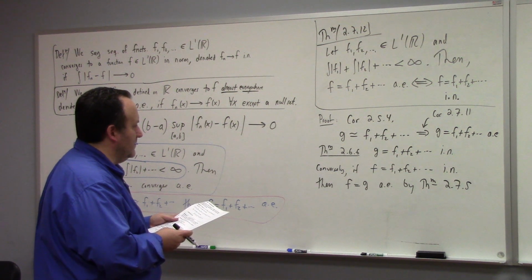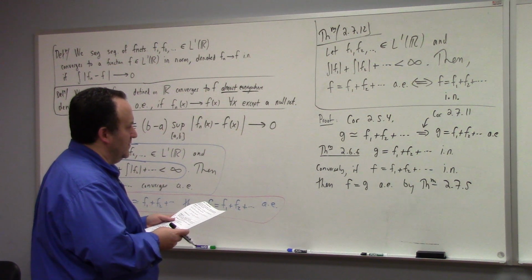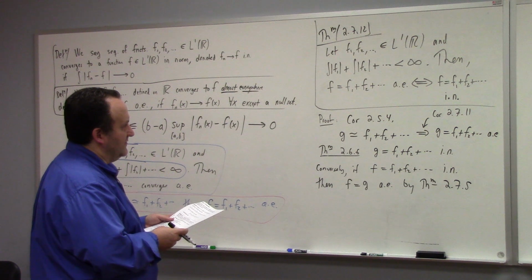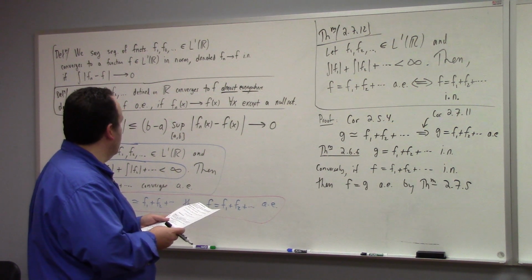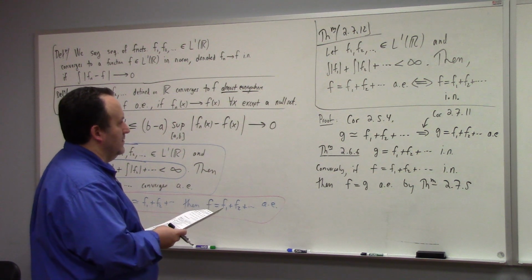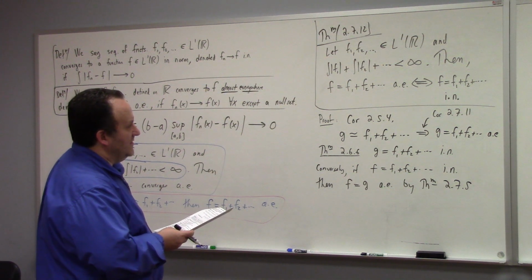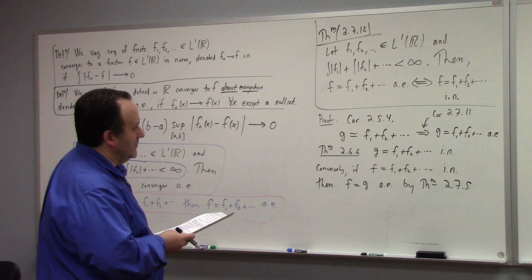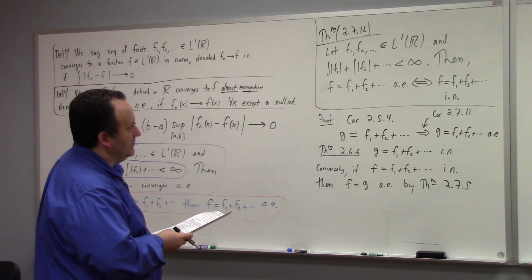So we're assuming f is equal to f1 plus f2 and so on in norm. And we're trying to show that f is equal to f1 plus f2 almost everywhere. Oh, he's still using the same g from the first part of the proof, right? Because that corollary 2.54 holds for both. That's a precondition to the if and only if.